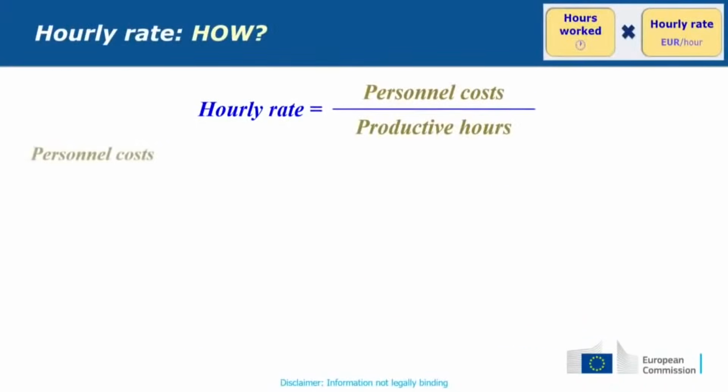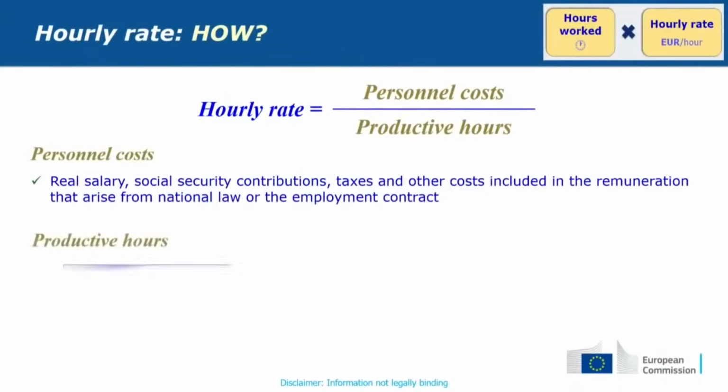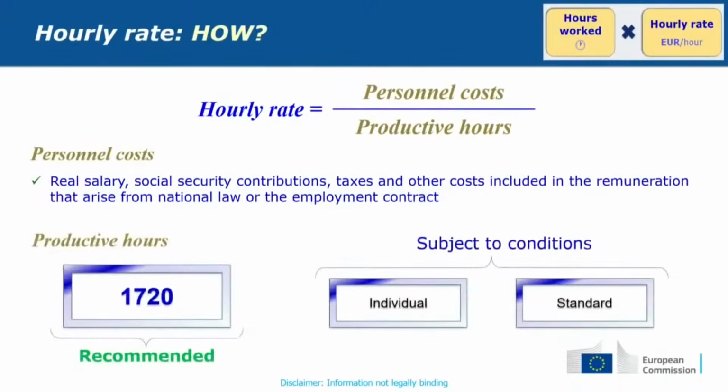So the other side of the formula is the hourly rate. Now that we know how many hours the person has worked in the action, we need to determine the hourly rate. And it is the grant agreement who tells us, well, you will calculate the hourly rate by simply dividing the personal cost of the person by the number of productive hours.